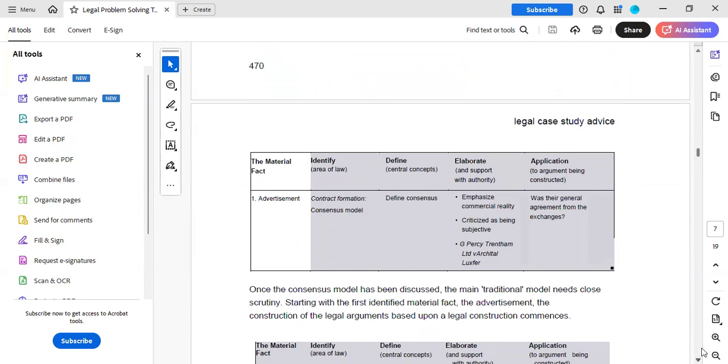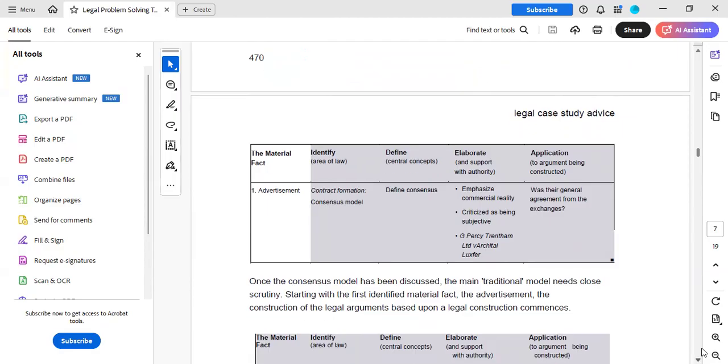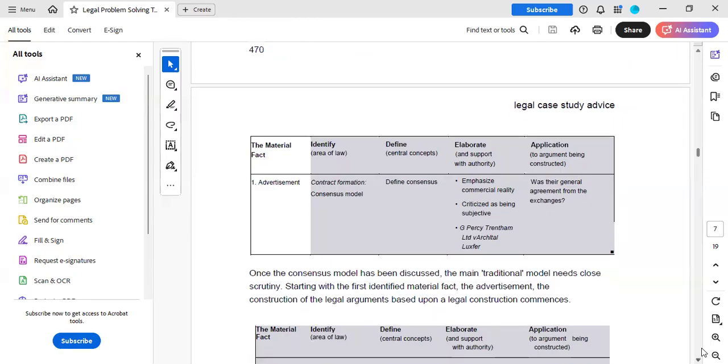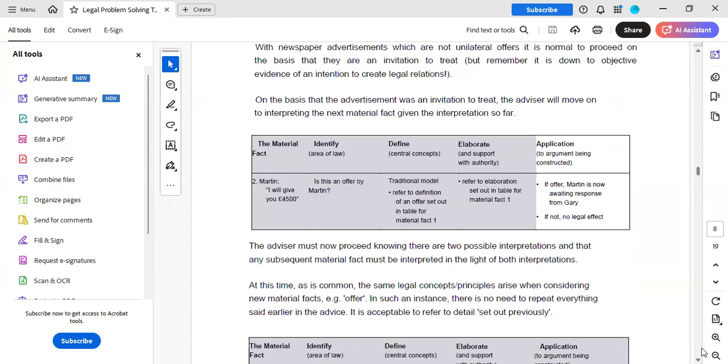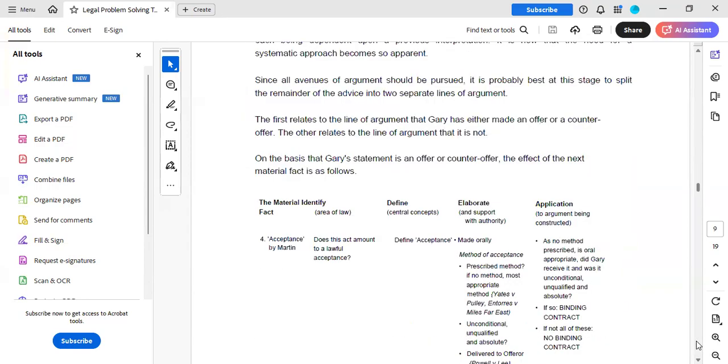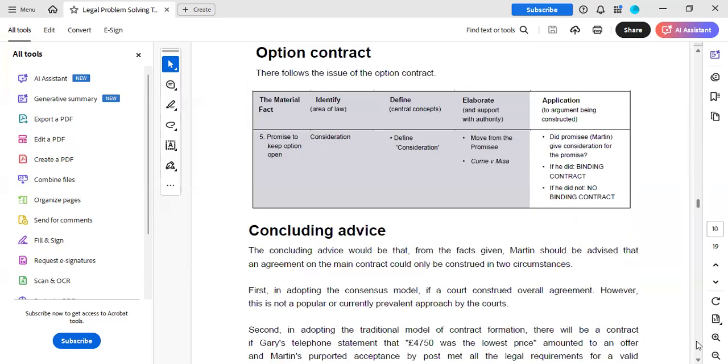So the material facts, identifying the law, defining it, elaborating on it, and application, which are usually arguments and counter arguments. Mind you, you couldn't have satisfied a case study without having arguments and counter arguments. It usually will not go one way, except on rare occasions. So that's one of the things that is mainly there.